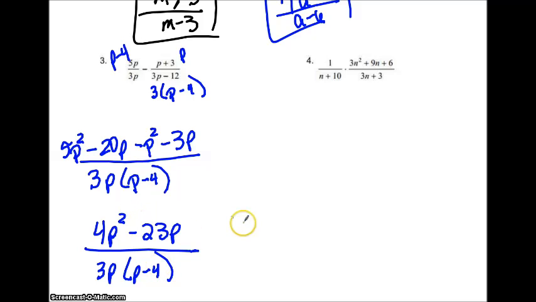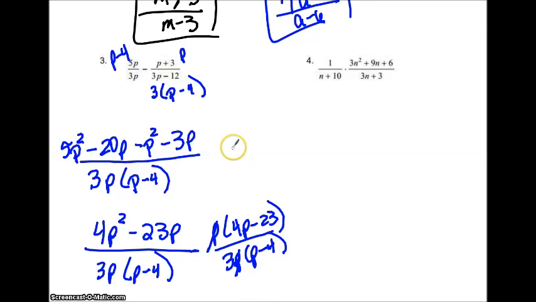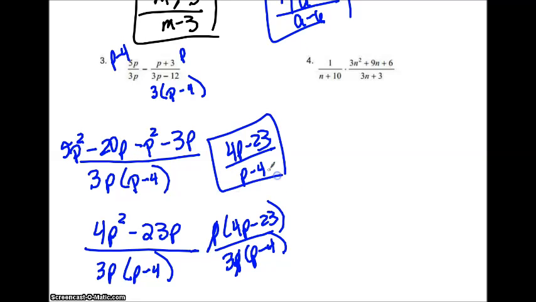You need to realize that you can pull a p out at the top, so it becomes p times 4p minus 23 all over 3p times p minus 4. Your p is going to cancel, and your final answer is 4p minus 23 over p minus 4.